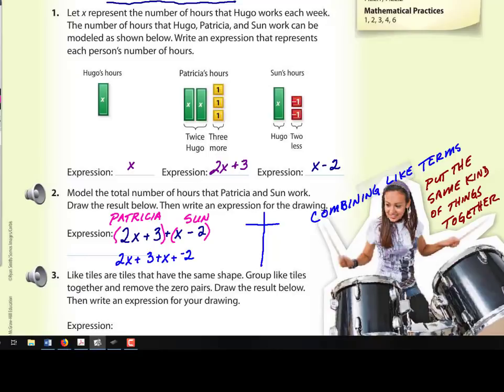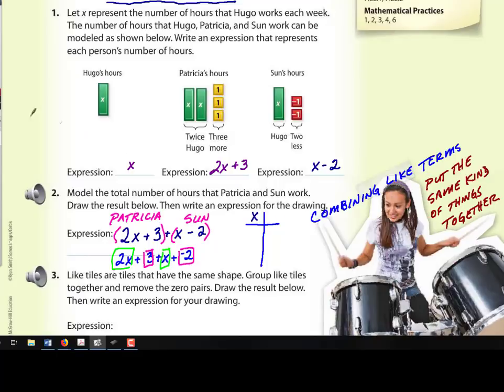And remember, at any point, if you need to, you can stop the video, pause it, get your notes caught up, and then pick up the video again. So when we look at what we have, there are two kinds of things here. We have x's. We have two x's here. We have an x there. So one kind of thing we have are x's. The other kind of thing we have are ones. We have 3 ones here. We have negative 2 ones here.